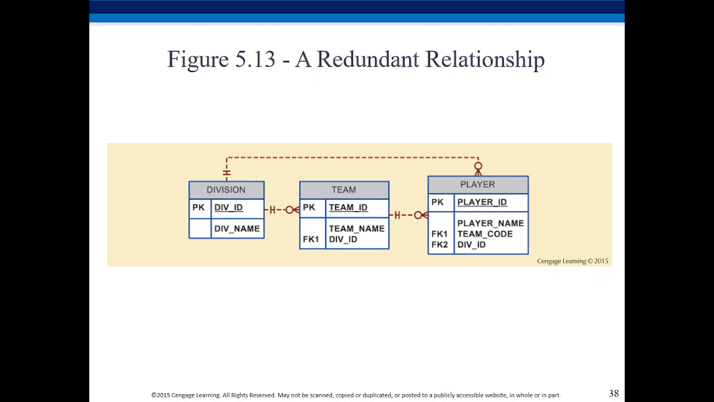So this one right there is a redundant relationship between the player and the division. Here we have a transitive one-to-many relationship between the division and the player, through the team. Therefore, the relationship that connects the division and the player is, for all practical purposes, redundant. In that case, the relationship could be safely deleted, without losing any information generation capabilities in the model.